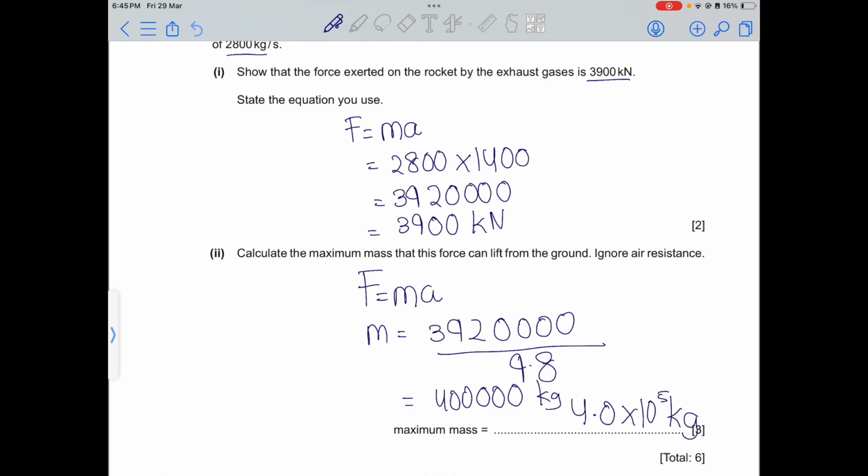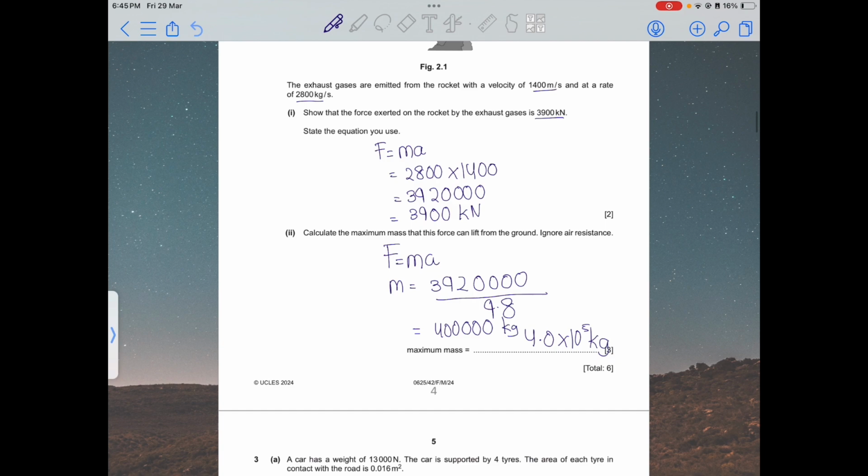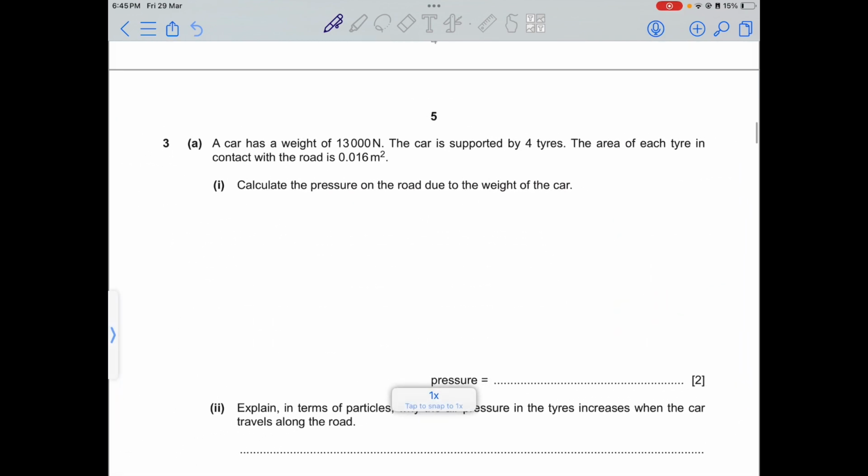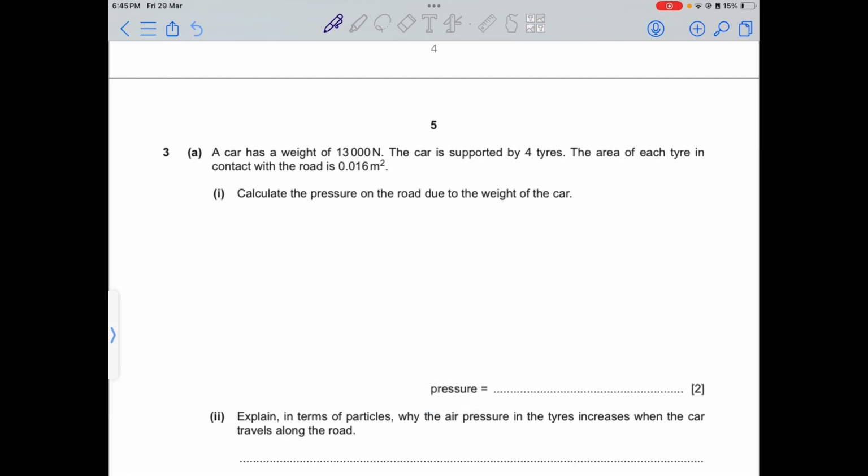Then the next part of the question says a car has a weight of 13,000 newtons. The car is supported by 4 tires, which each have an area of 0.016 meters squared. Calculate the pressure on the road due to the weight of the car. Pressure is equal to force divided by area. Your force is 13,000 newtons. Be careful here, there are 4 tires, so multiply 4 by 0.016, because that's the total area of contact. 13,000 divided by 4 × 0.016.